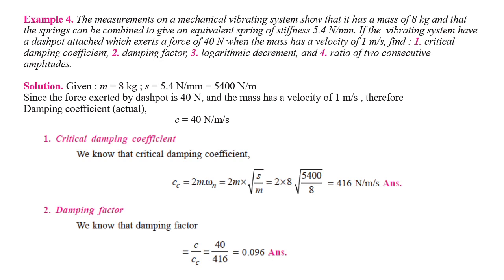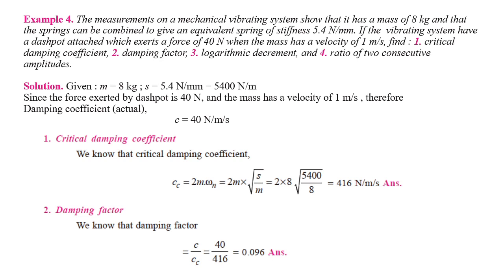Find the critical damping coefficient. The first value is asked. What is the formula of critical damping coefficient? Cc is equal to twice m into omega n, where omega n is equal to square root of s by m. Put the value of s, that is stiffness, in Newton per meter. You will get the Cc value as 416 Newton per meter per second. This is the critical damping coefficient.